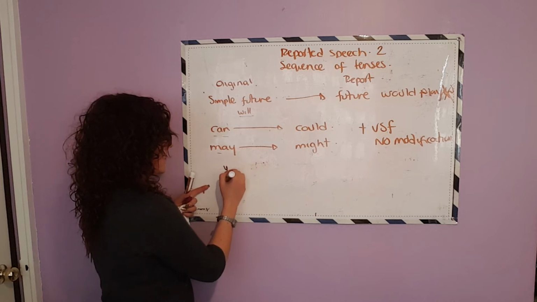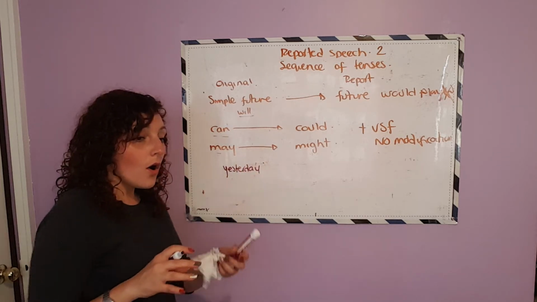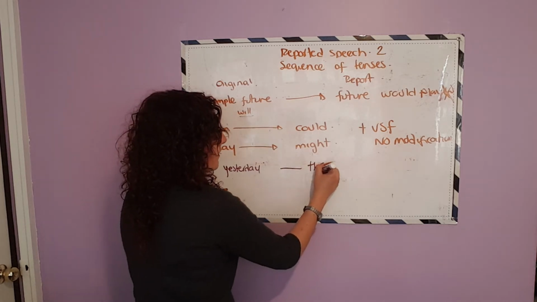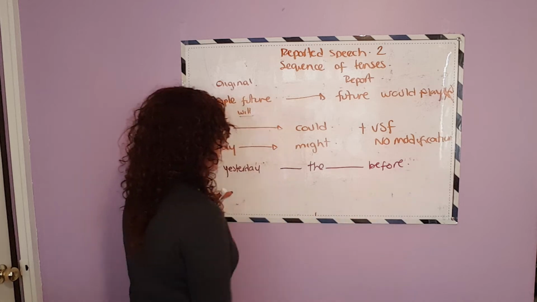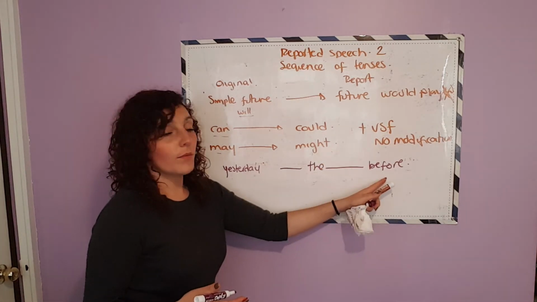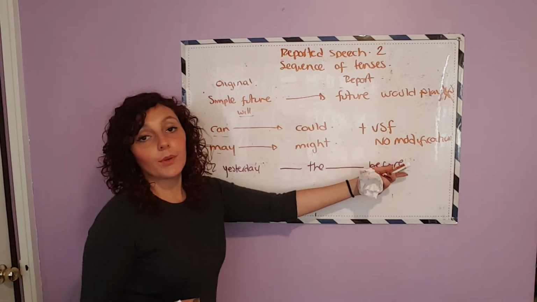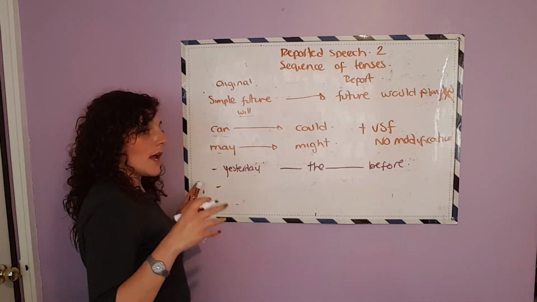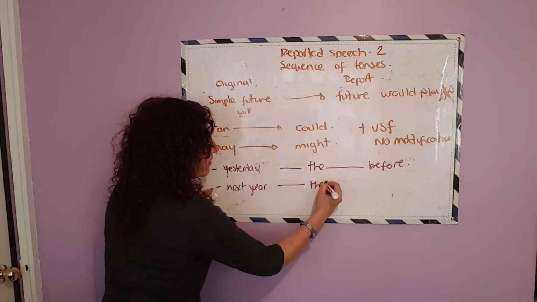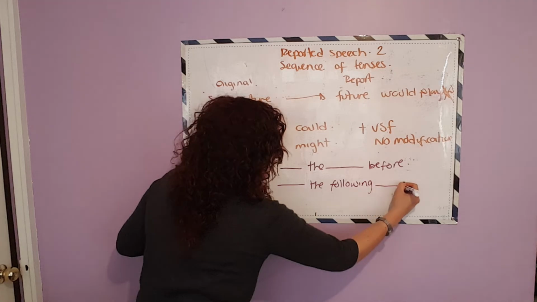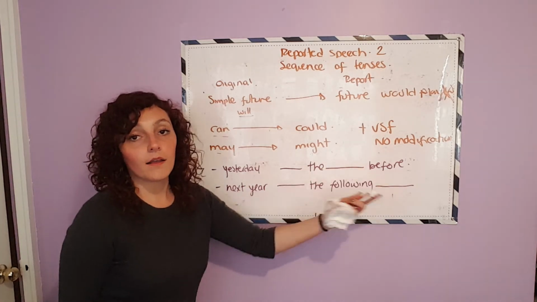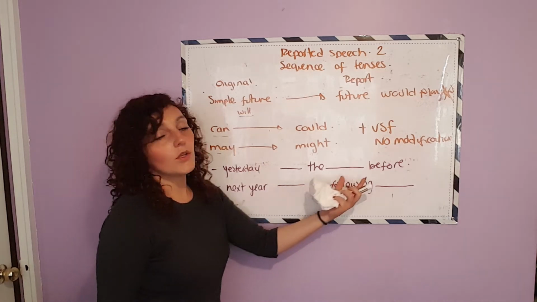And there are also time expressions, as we saw. All those expressions that refer to the past, you have to use the word before. For example, yesterday, you say the day before. Last week, the week before. Last year, the year before, right? All those time expressions that refer to the future, for example, next year, you have to use the following. Next year, the following year. Next month, the following month. Next December, the following December, right?